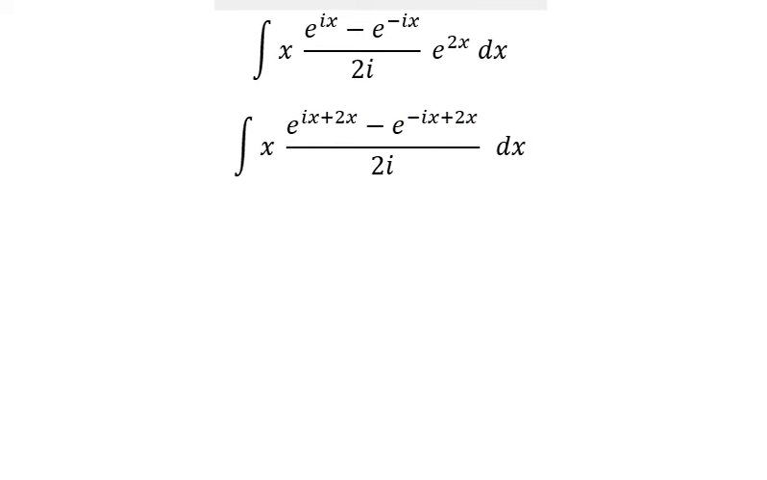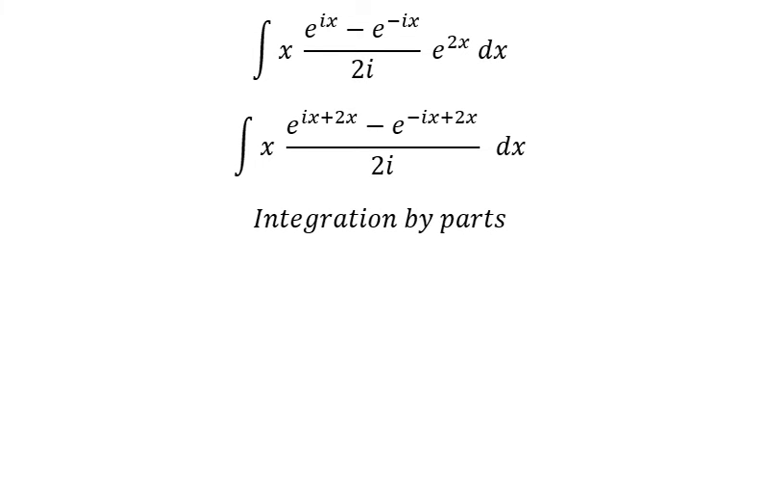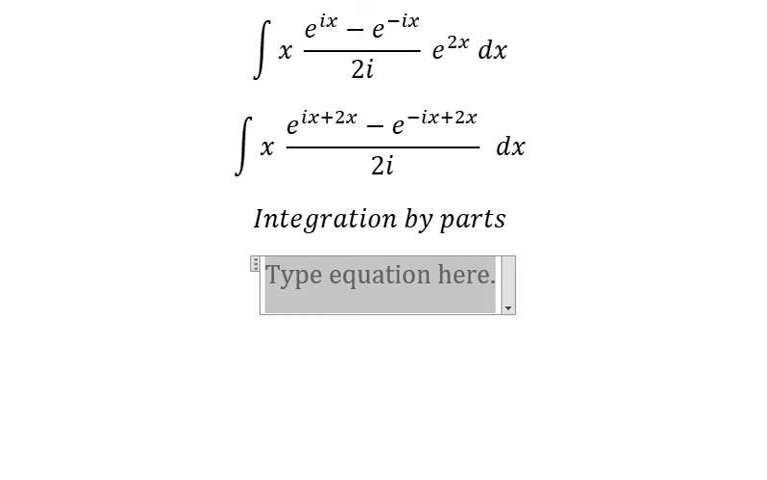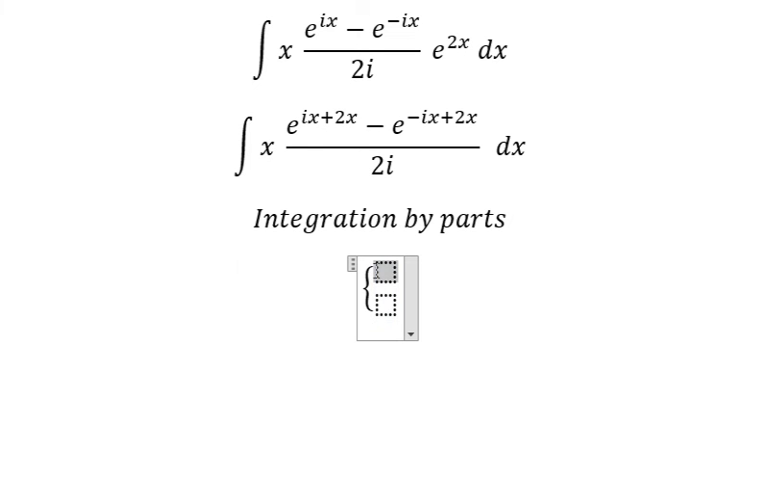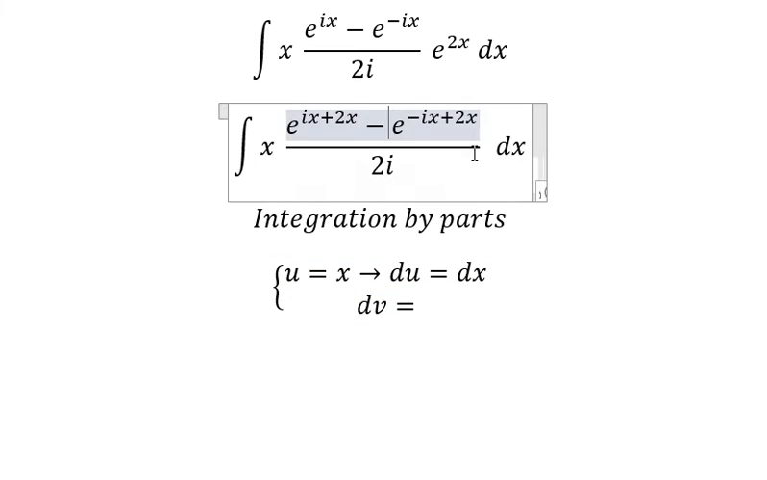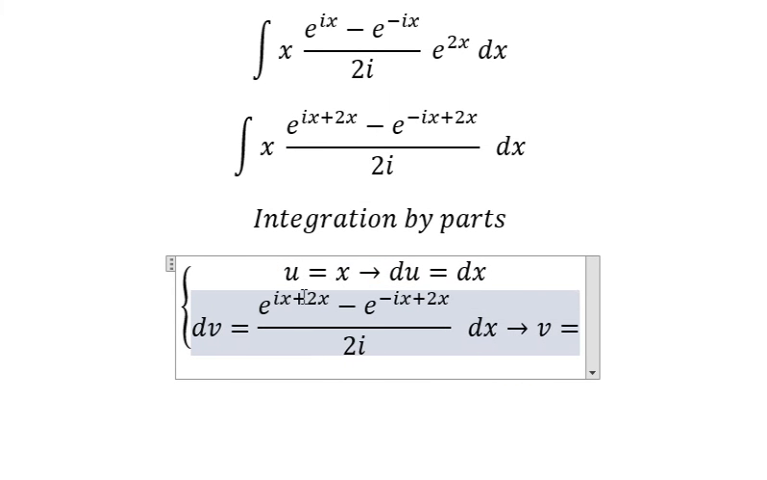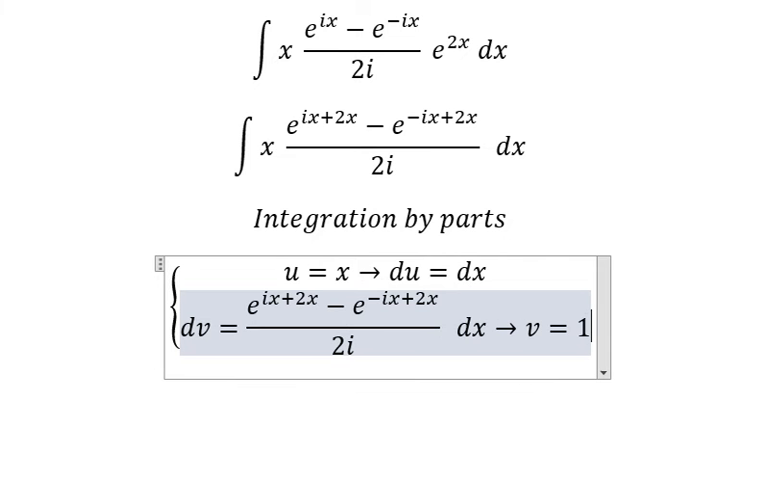Next, we can use integration by parts. So I will put u equals this. Later, we first take the derivative of both sides, and we have du equals this. dv is this one. So the integration of this one, we have it like this.